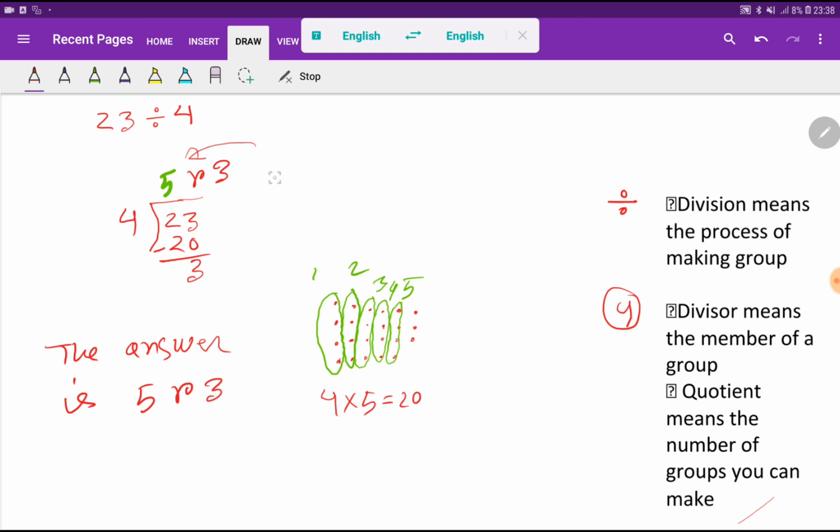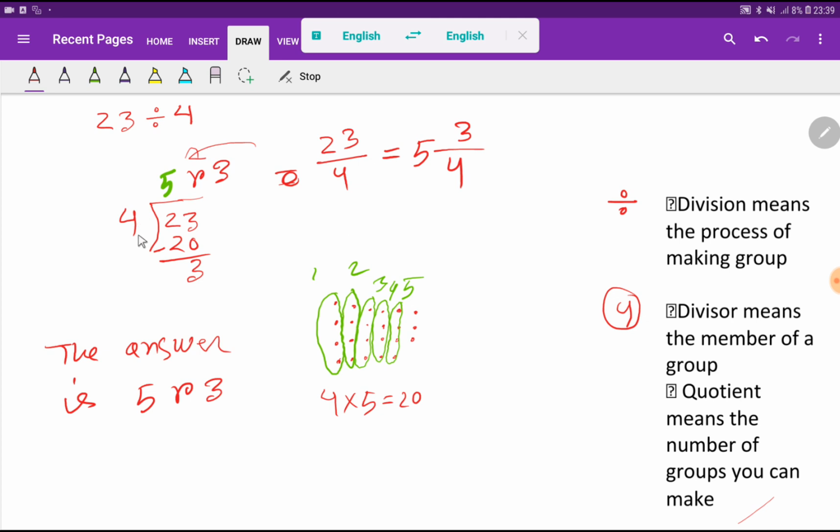Okay, if you want to express 23 by 4 as a mixed number, then you have to take this 5, that is the quotient, then you have to take the remainder. Here the remainder is 3, divided by the divisor. That is, if you divide 23 by 4, you will get this, or 5 remainder 3. You can write two things, right?